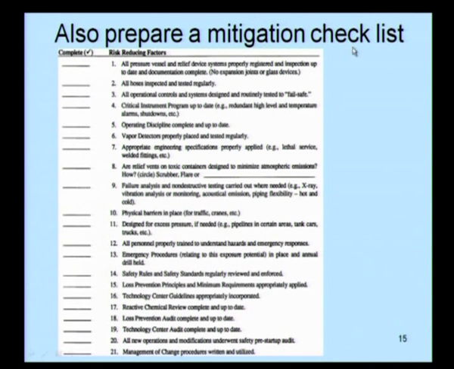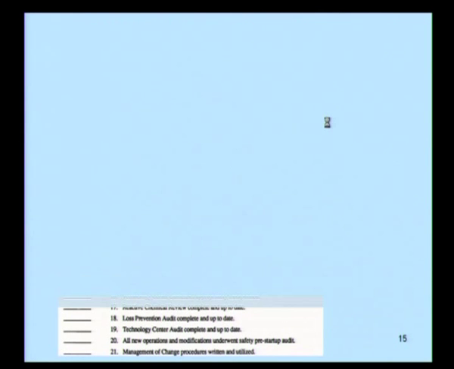So, prepare a simple mitigation checklist like this, which will all help to reduce the risk, and these are what we call risk reducing factors. Based on this checklist, which is presented along with the chemical exposure index report, one can easily attempt to have safe operational features in a plant.